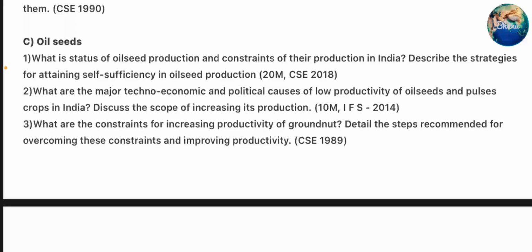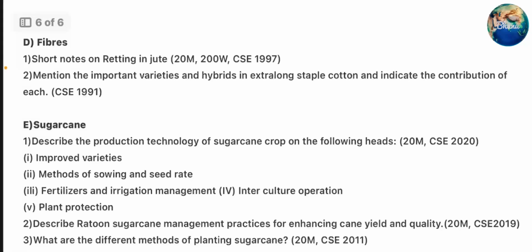Question 3. What are the constraints for increasing productivity of groundnut? Detail the steps recommended for overcoming these constraints and improving productivity. Next, D. Fibers. Short notes. Question 1. Short notes on retting in jute. Question 2. Mention the important varieties and hybrids in extra long staple cotton and indicate the contribution of each.